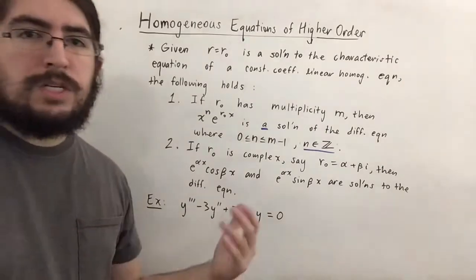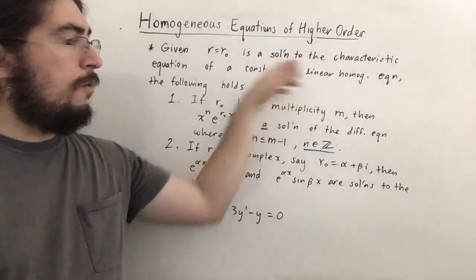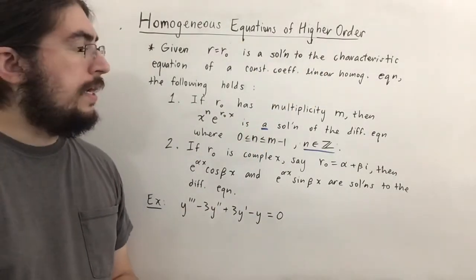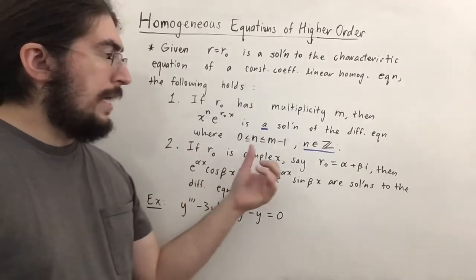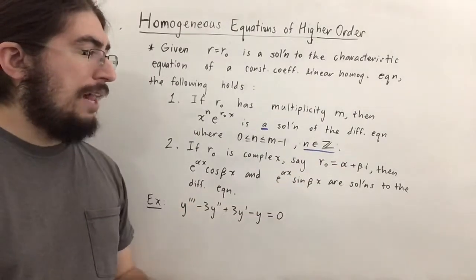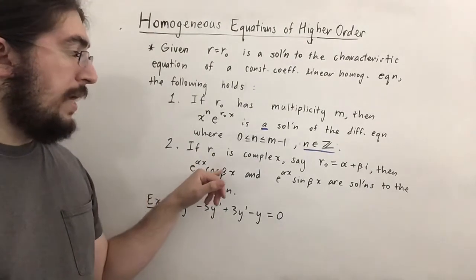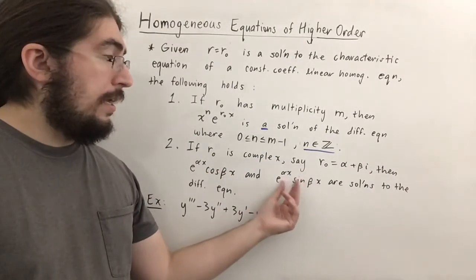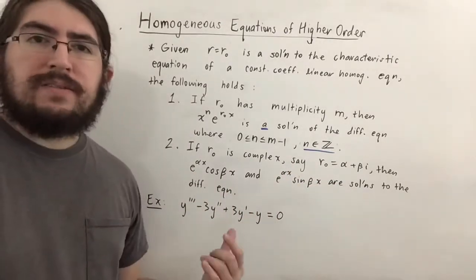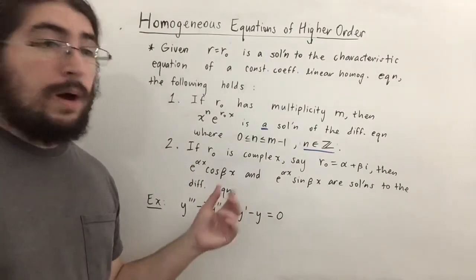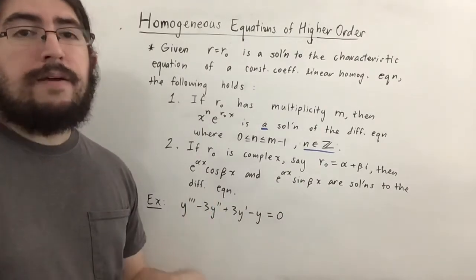And the second thing I say is something we should already know. If r naught is complex, and again, the coefficients of our original differential equation are assumed to be real numbers, then this ends up being true. If r naught is equal to alpha plus beta i, then e to the alpha x times cosine of beta x and e to the alpha x times sine of beta x are solutions to the differential equation. This of course means that any linear combination of them, hence y equals c1 times this plus c2 times that, will also be a solution, as we saw in case 3 from the previous video.